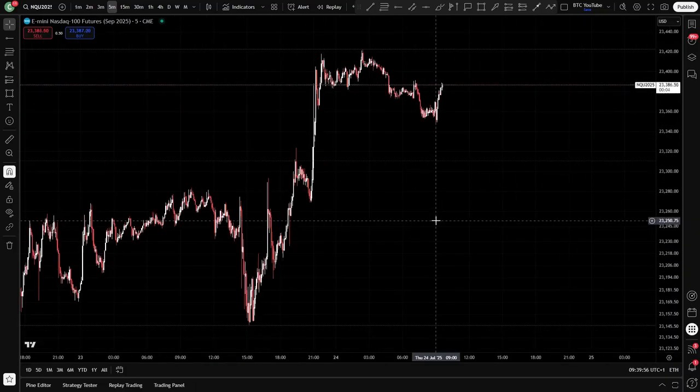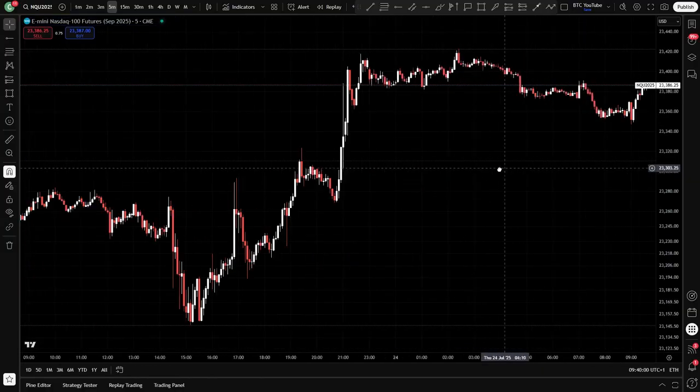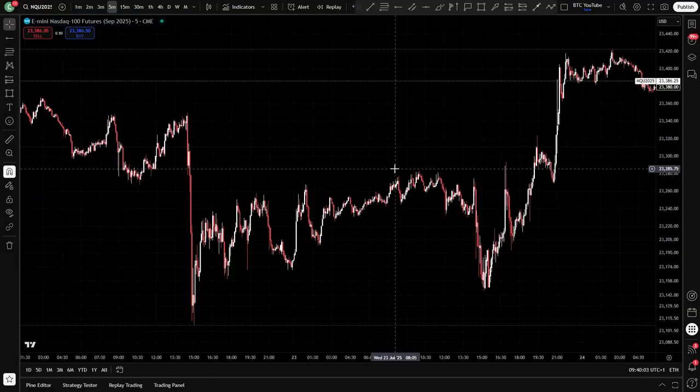I'm not going to bore you too much with the rigmarole. I'm just going to show you a few examples of the strategy that I've seen recently. Price action's been a bit weird over the past few days, to be honest.